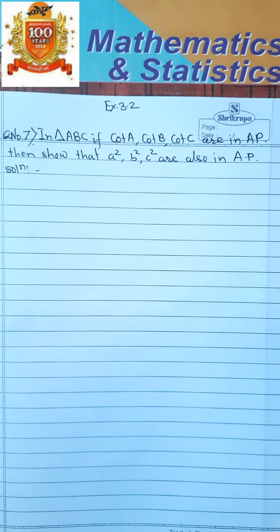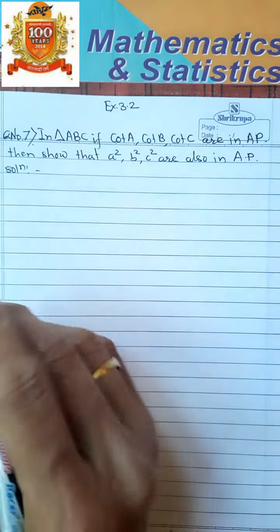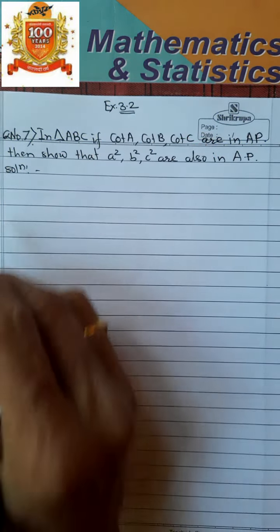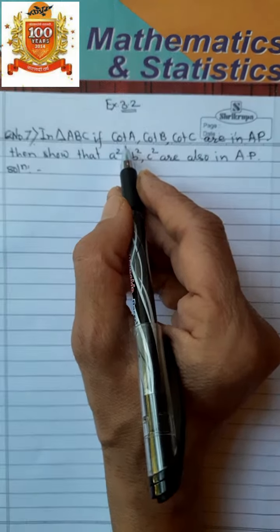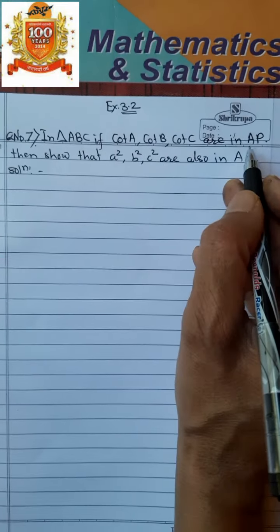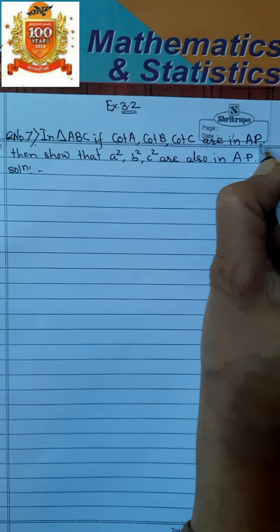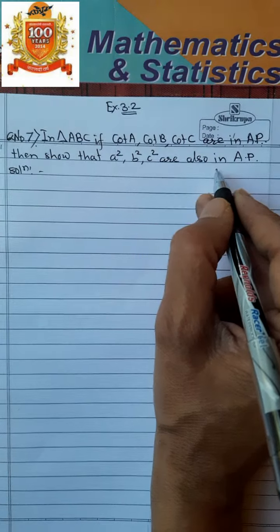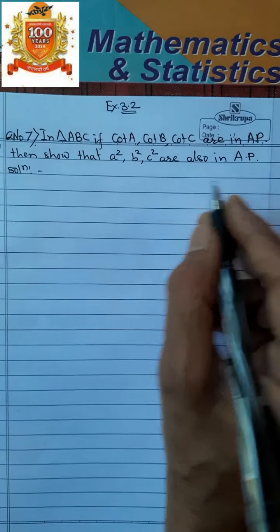Good morning, student. Let us see the remaining sums in exercise 3.2, question number 7. In triangle ABC, if cot A, cot B and cot C are in AP, meaning arithmetic progression, then show that a square, b square, c square are also in AP, meaning arithmetic progression.